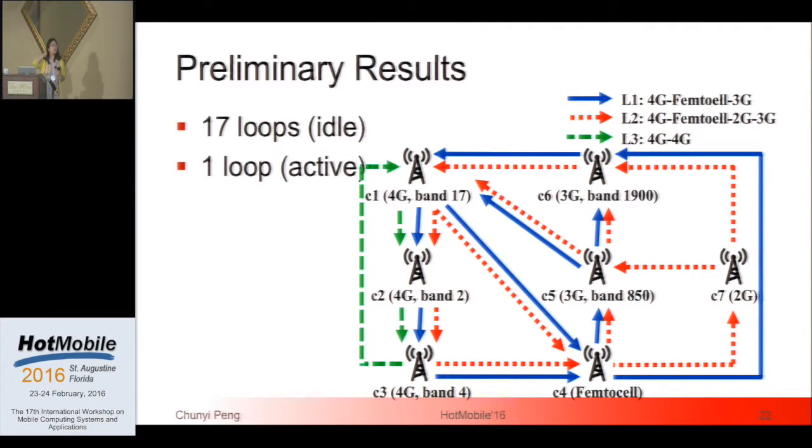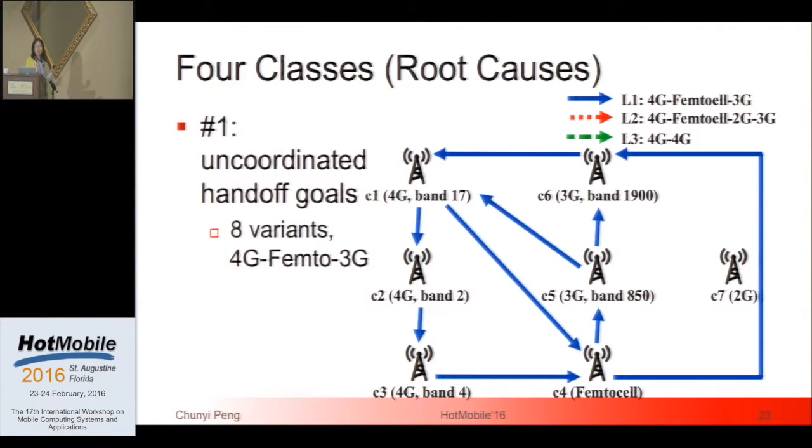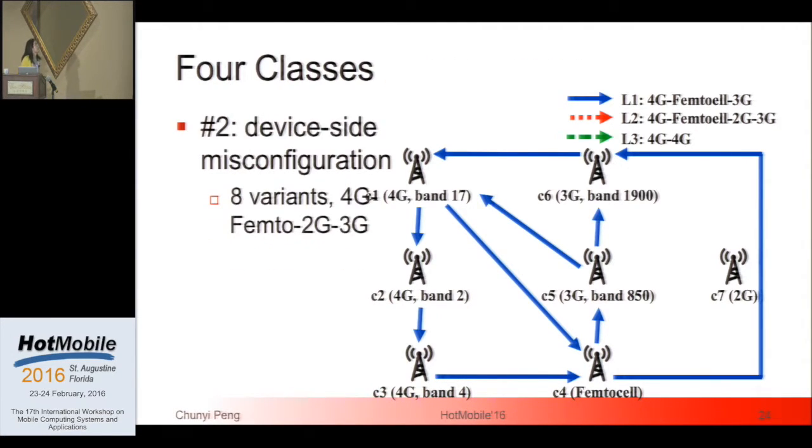This one gives the whole picture. We have 17 types of loop for the idle state and one loop for the active state, and we classify these loops into 4 types based on their root cause. I want to emphasize the first one, which is exactly our example. It shows we have a 4G, 3G, and femtocell loop, because these 3 cells have uncoordinated handoff goals or handoff configuration. So it's easy for us to have the loop.